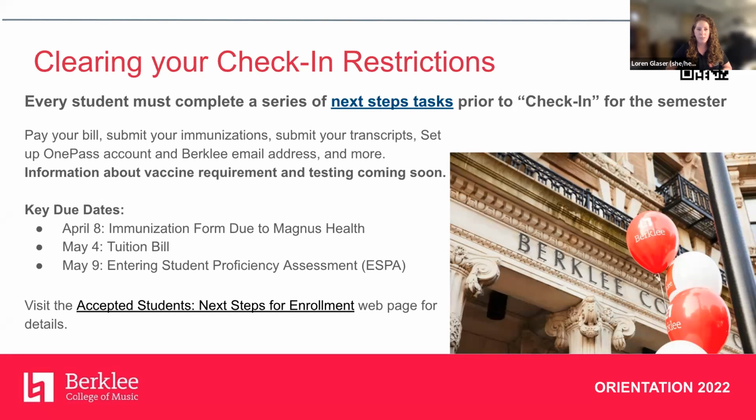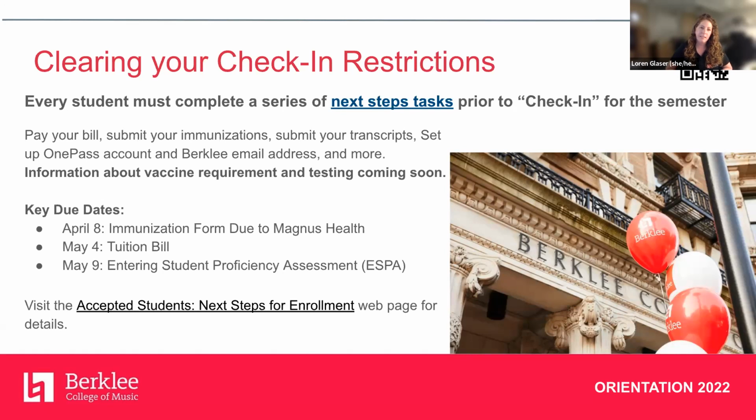There are a few due dates that I do want to mention. The most recent due date that just passed was April 8th. So immunization forms were due to Magnus Health. You should have received email communication about this with directions on how to access the Magnus Health portal. So if you haven't already, just make sure you get your immunization forms in as soon as possible.